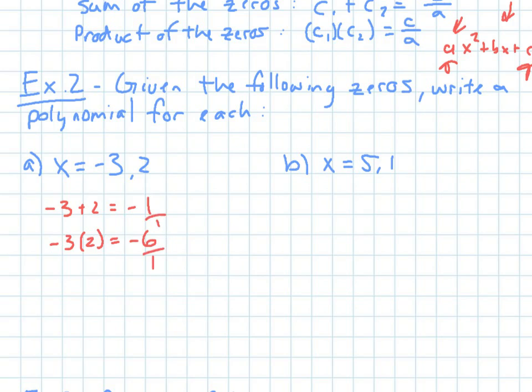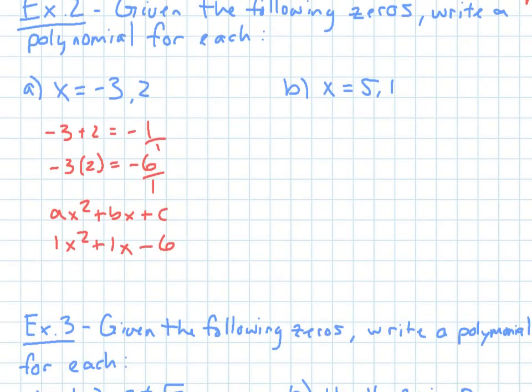So their a value is going to be 1x squared. And then, remember, the sum is the opposite of b, so I put plus 1x. And on the bottom it's exactly the same for c, so it's negative 6. So here I have x squared plus x minus 6 as my polynomial.